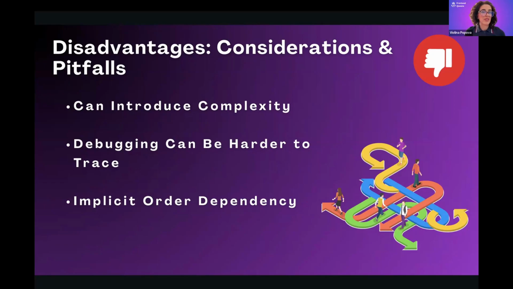And finally, implicit order dependency. The order of middleware in the pipeline often matters significantly. If functions are placed in the wrong order, unintended behavior or errors can occur.